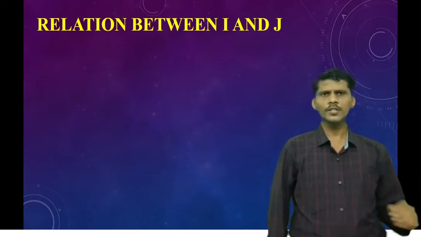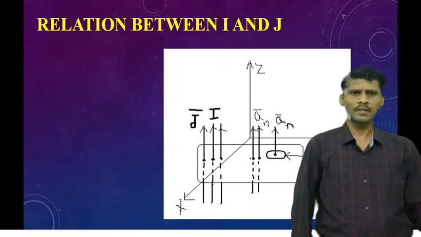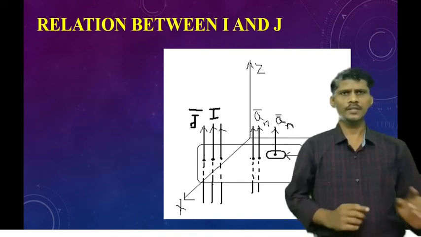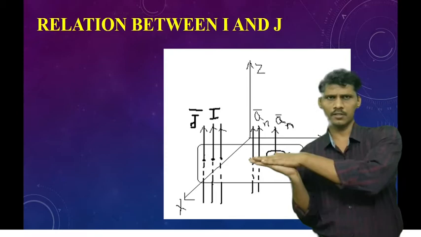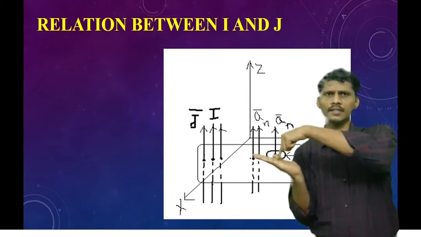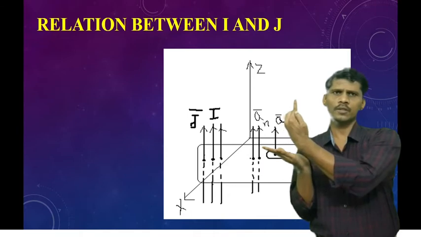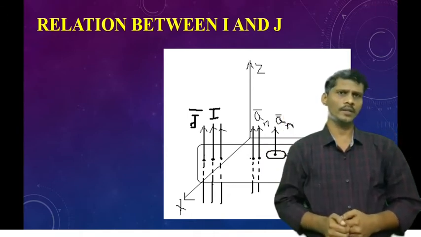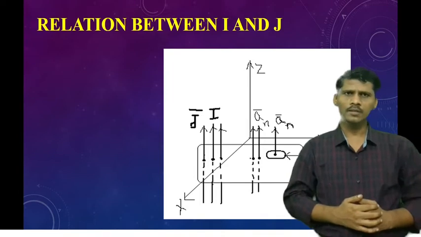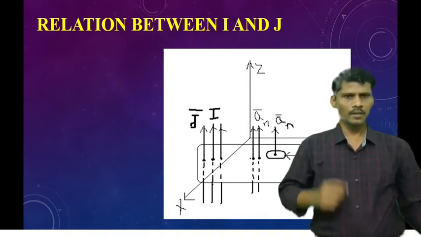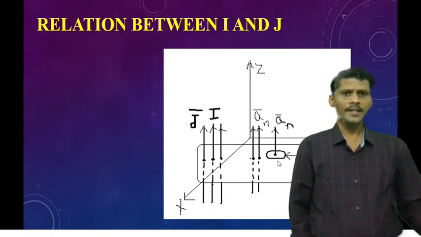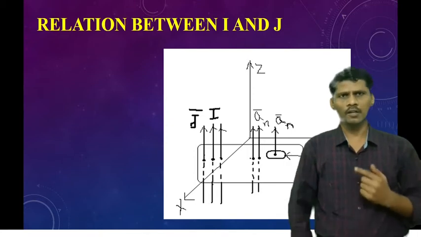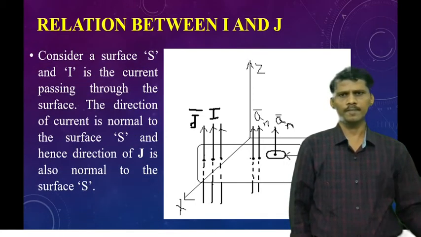Next, coming to the relationship between current and current density. This is the surface sheet. In that surface, the current and current density are passing normal to the surface. And this is the differential surface, the elementary surface ds. At the point P, a_n bar is the unit vector in the direction normal to the differential surface.